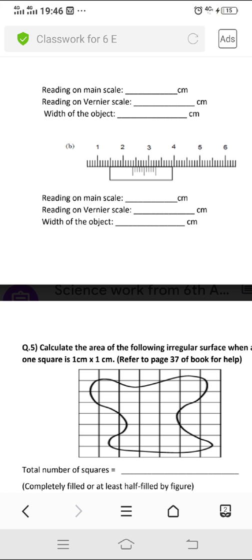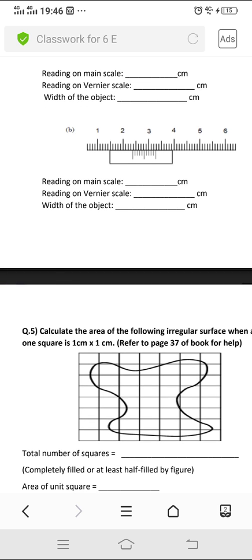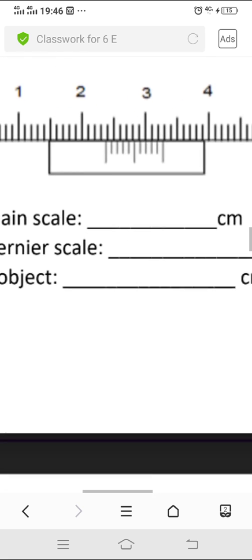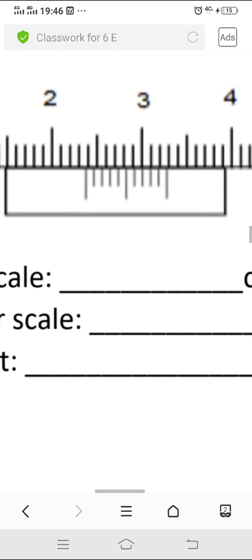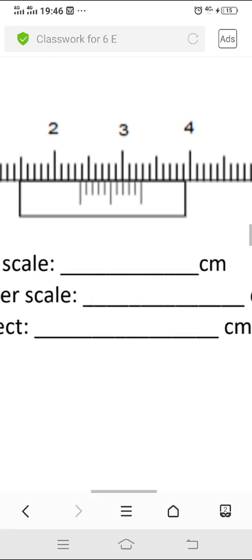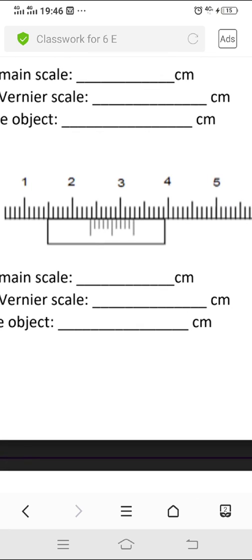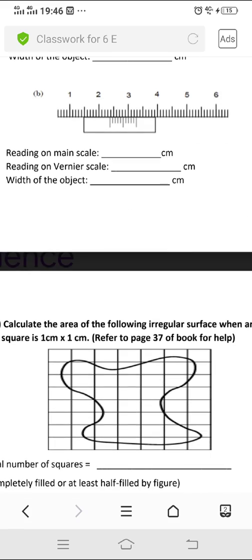So you're going to take a reading from the main scale. You're going to take the reading from the vernier scale. That reading is going to be n. I'm going to give you a hint. The coinciding line is over here. Something that is after 2, 3, 4, 5, after 5. Okay. So you take that reading from there, you add them, and that is how you get the width.